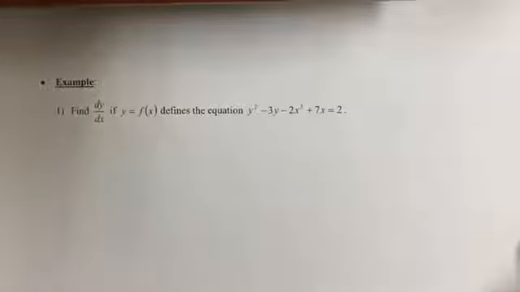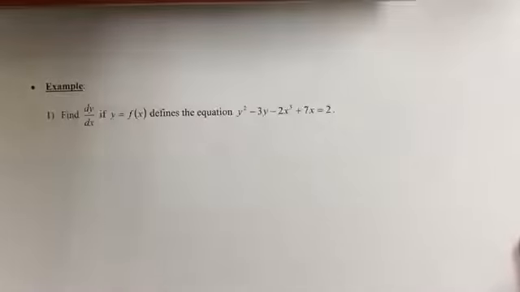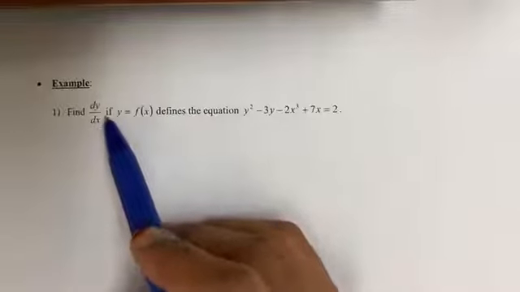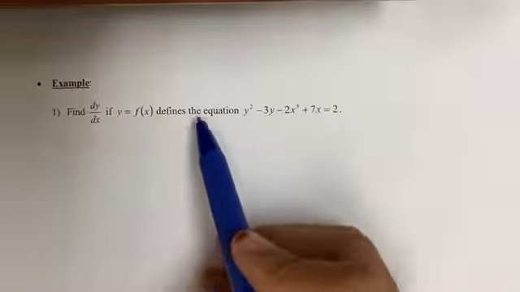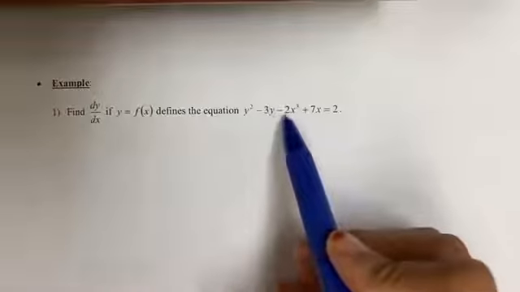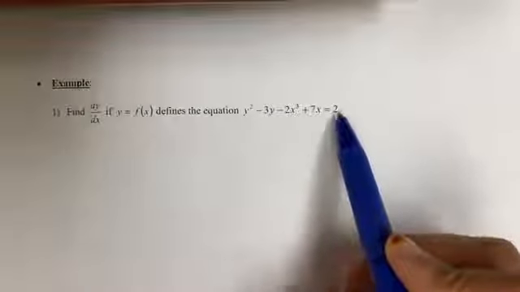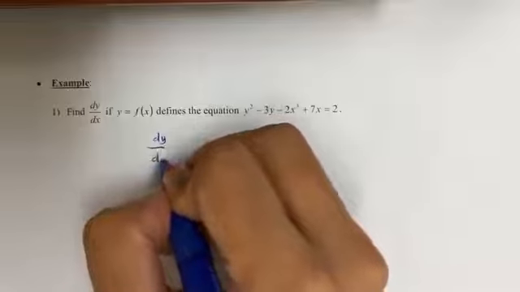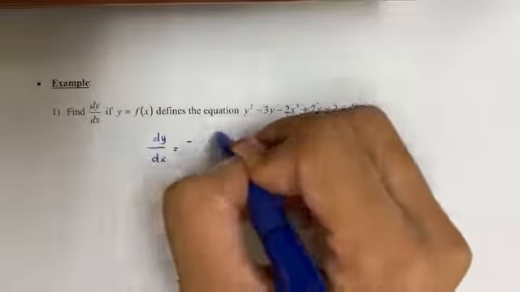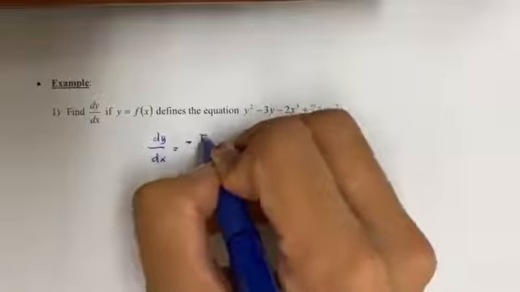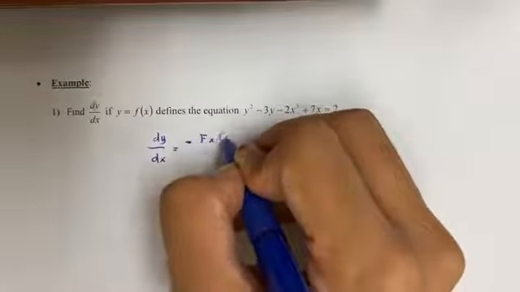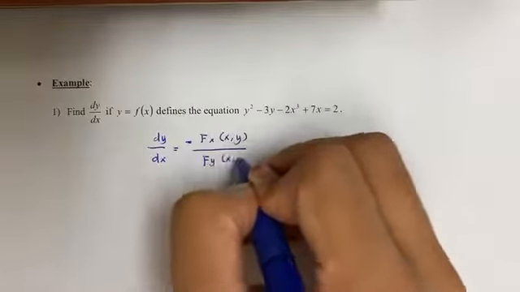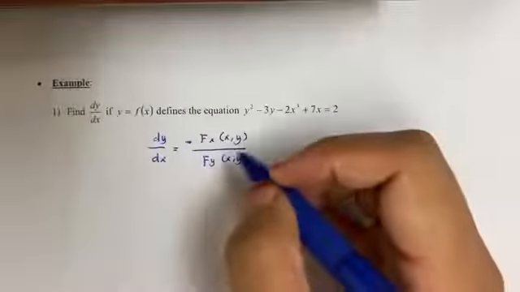For implicit differentiation, it is very simple. You just need to remember the formula. So for example 1, find dy over dx if y equal to f(x) defines the equation y squared minus 3y minus 2x cubed plus 7x equal to 2. To find dy over dx for an implicit function, basically we have to find negative fx(x,y) divided by fy(x,y). This is from the theorem.